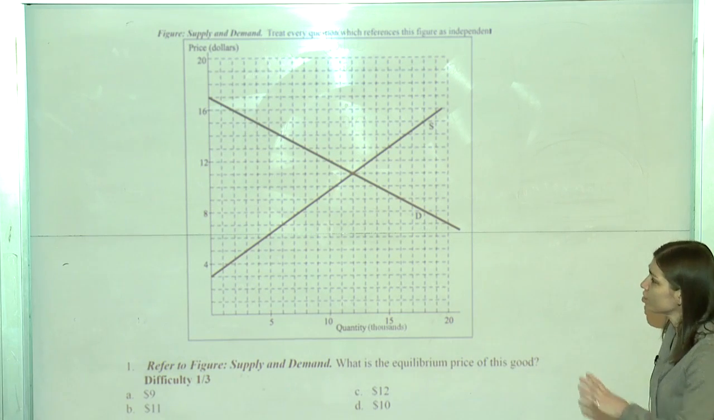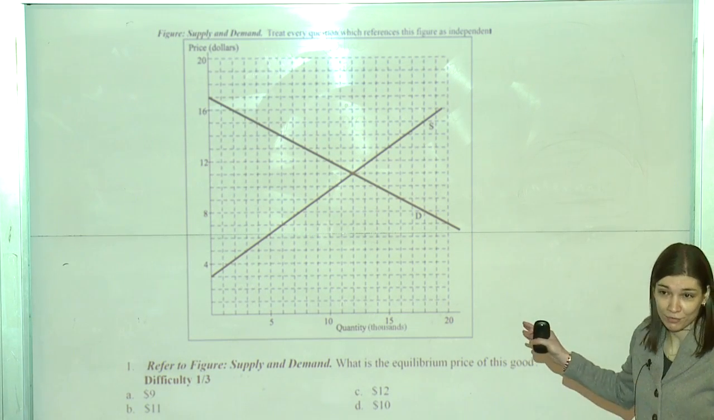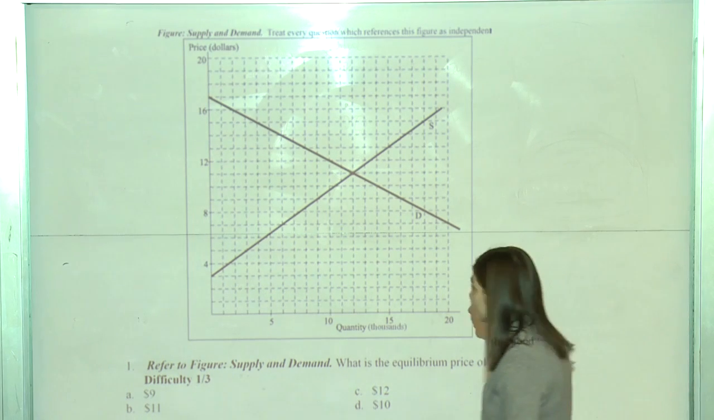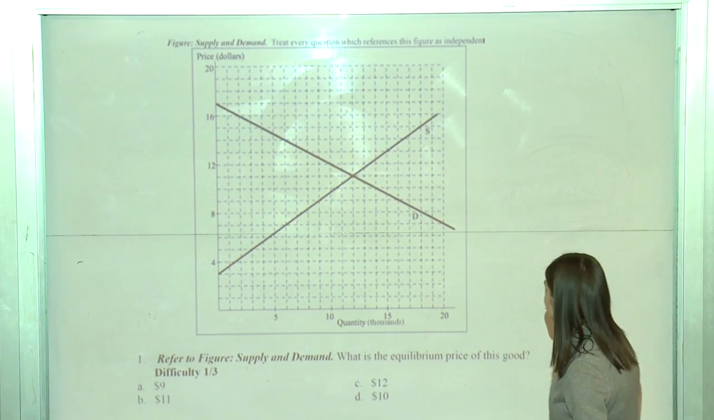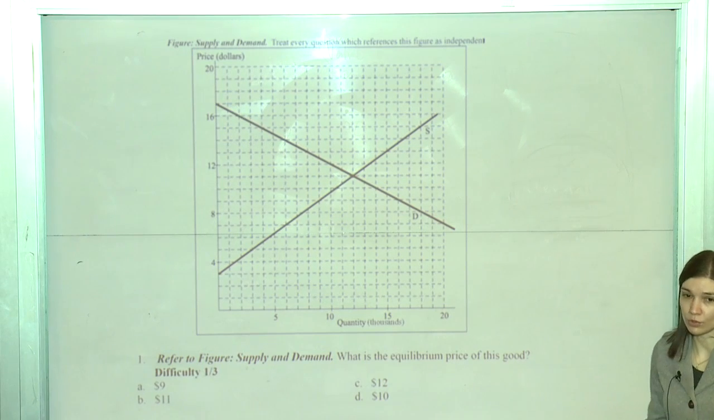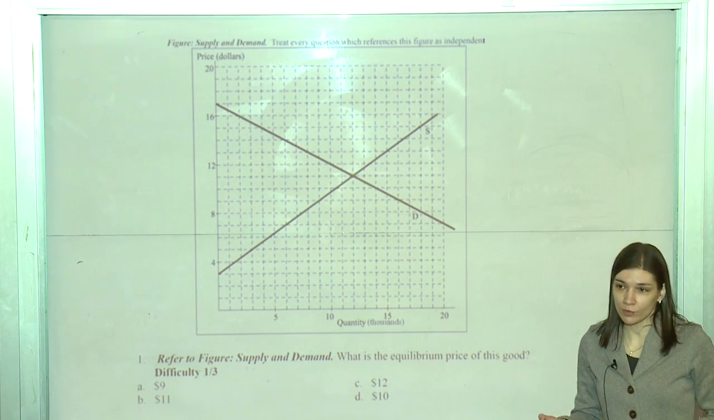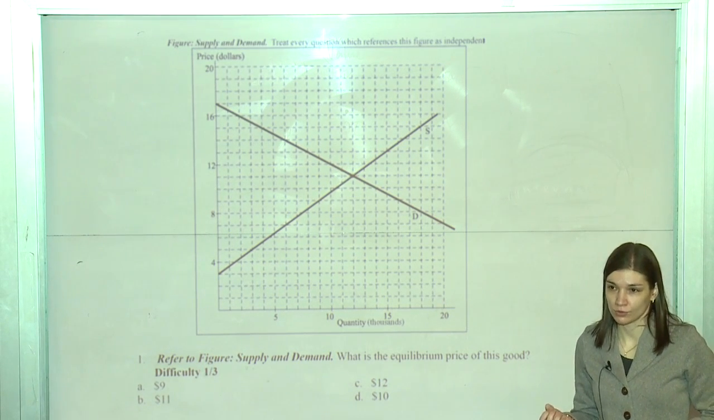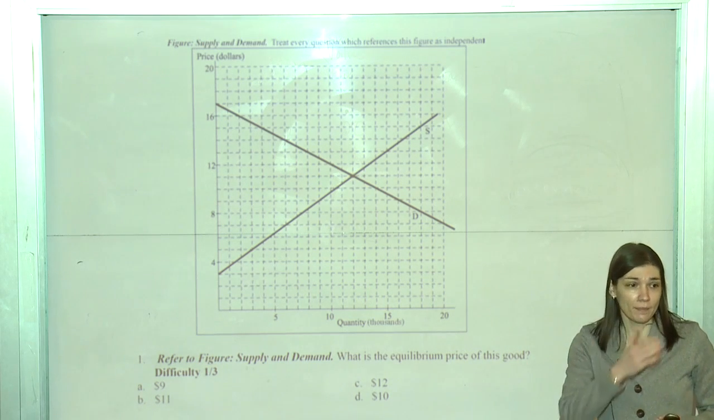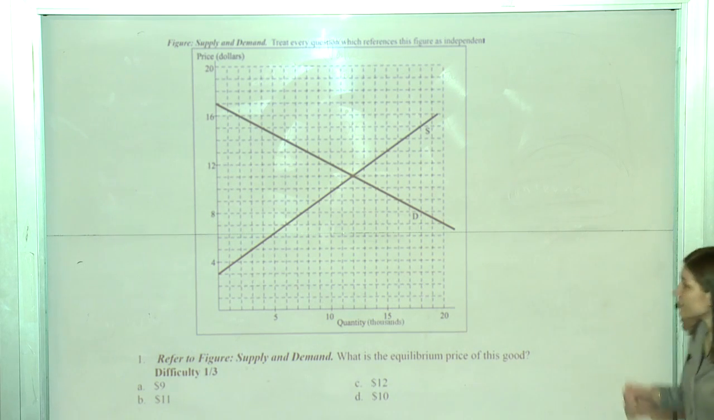All right, so in this graph we have a supply curve, a demand curve. At some point they intersect. The first question is, what is the equilibrium price of this good? So to find the equilibrium price, what do we need to do? We need to find the point, yeah? Set them equal to each other? Right, set them equal to each other.